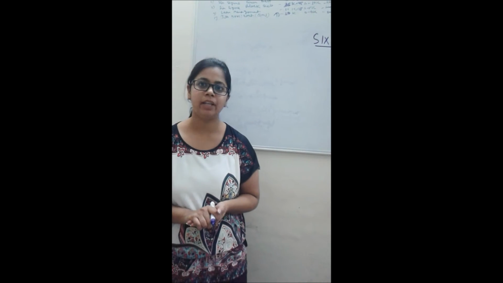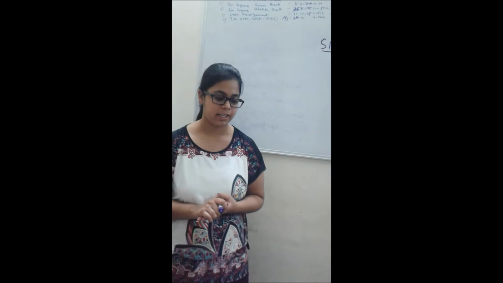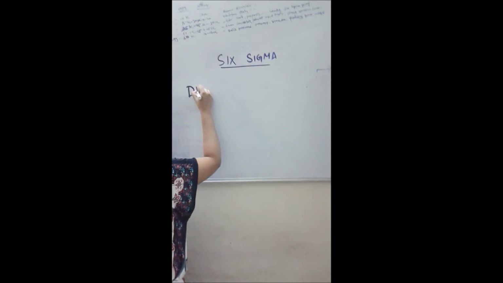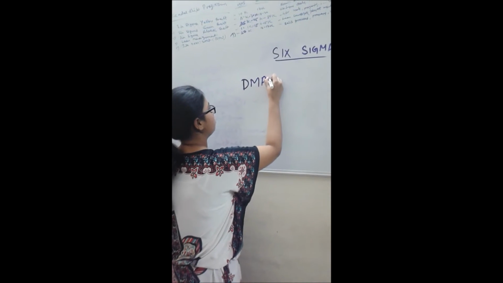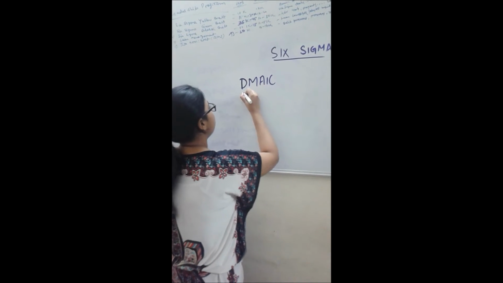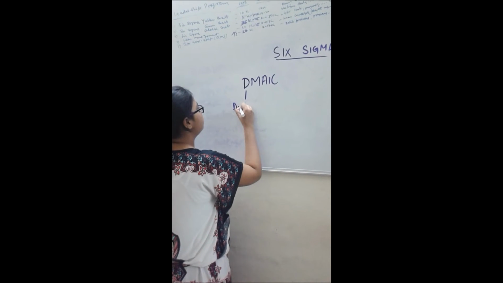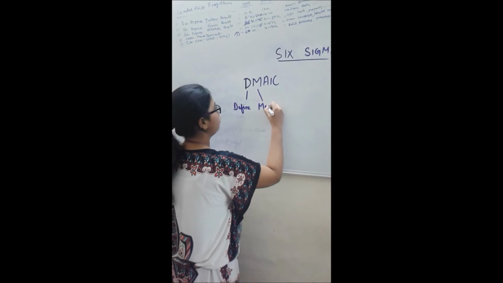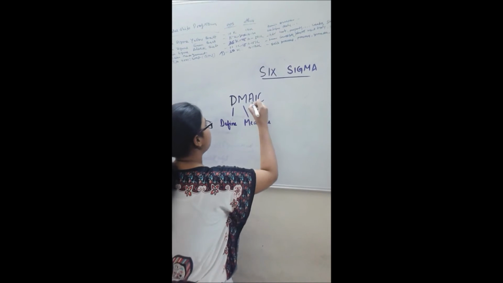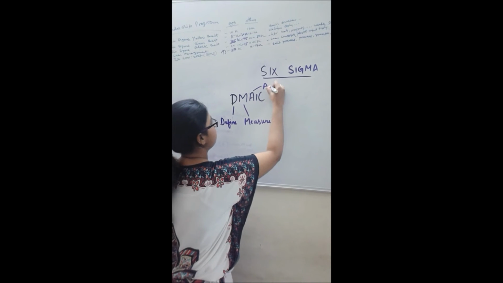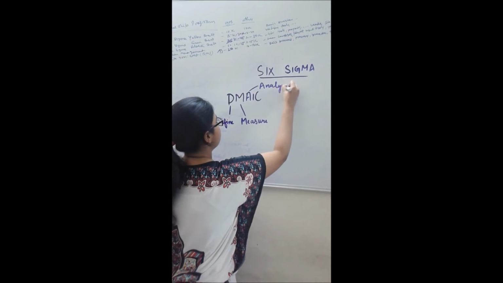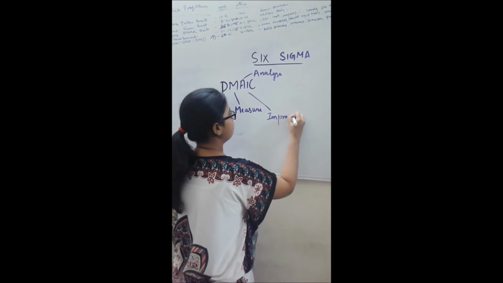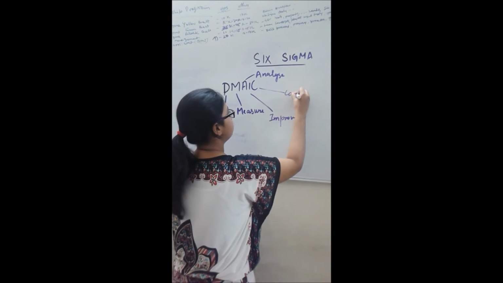So there are two methodologies for Six Sigma, which are basically DMAIC, where D stands for define, M stands for measure, A stands for analyze, I stands for improve, and C stands for control.